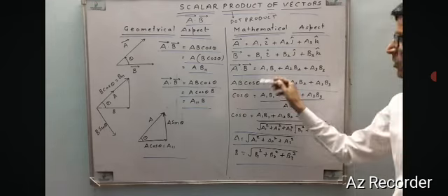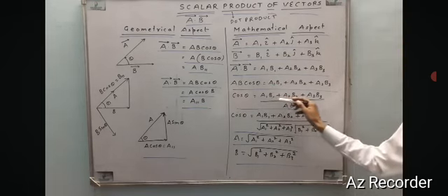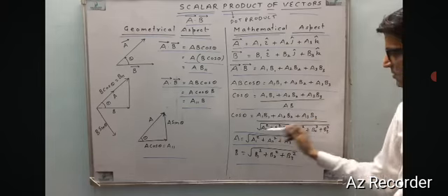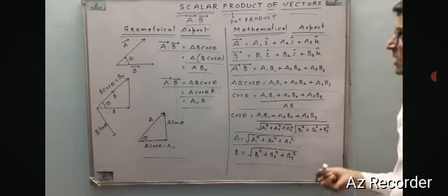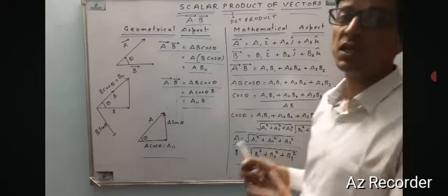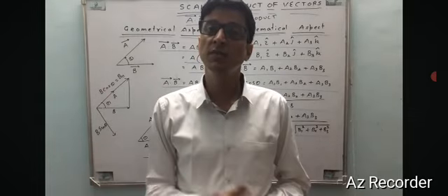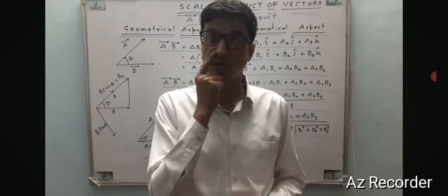A dot B is AB cos theta. So cos theta will be (A1 B1 plus A2 B2 plus A3 B3) upon AB. Here A is the magnitude of vector A, and we know that magnitude is root under A1 square plus A2 square plus A3 square, and the magnitude of vector B will be B1 square plus B2 square plus B3 square under the root.